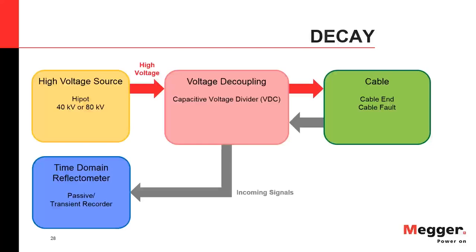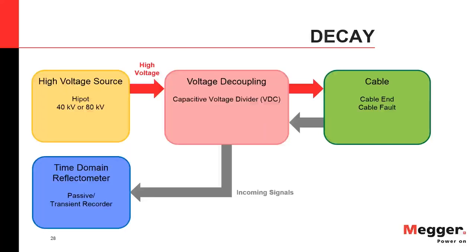So what are you doing there? You're using the high pot function to actually charge the cable, and I will go into details in a few seconds. The radar is like ICE in the transient mode, in the passive mode, which is why DECAY is also a transient method. And this time you're not decoupling the current portion, you're decoupling the voltage component of the traveling wave.